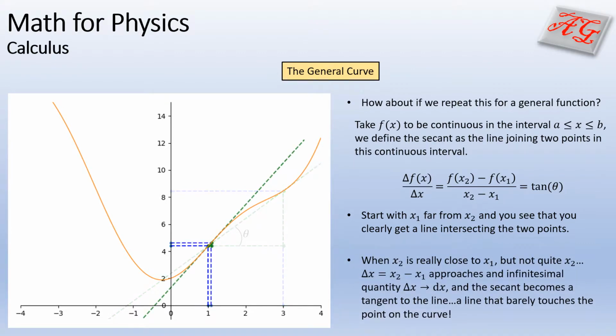However, as these 2 points get close enough so that they look like a single point, or are separated by an infinitesimal quantity, then delta f is also an infinitesimal quantity, and the ratio is, well, possibly finite. Notice that now the secant just touches a single point on the curve and becomes a tangent to the curve, or a straight line that barely touches the point on the curve. This way we have defined the derivative of a general curve, that is the value of the tangent of the angle of the line that barely touches the curve at a specific point on the curve.